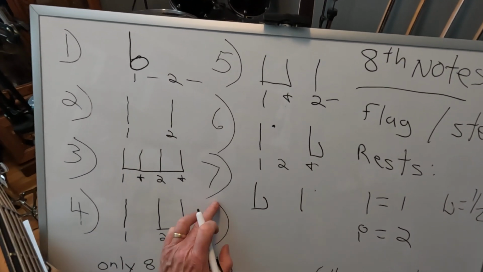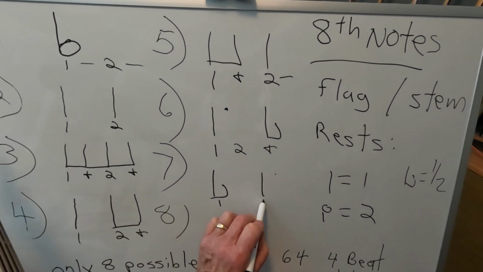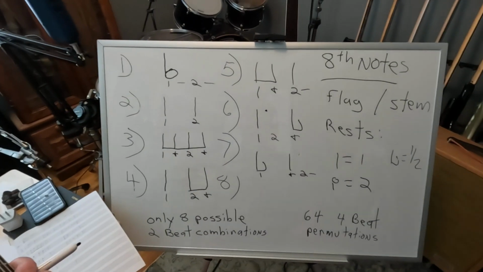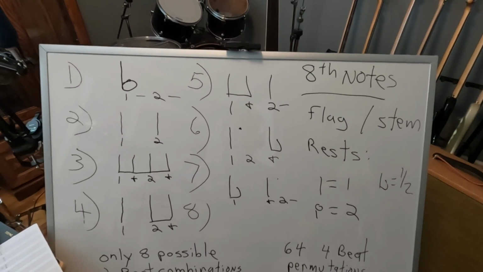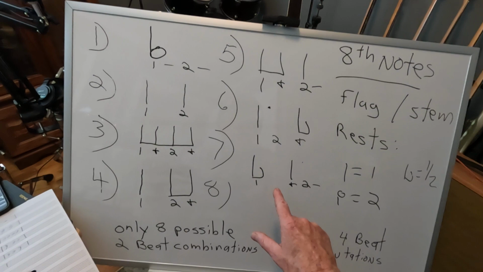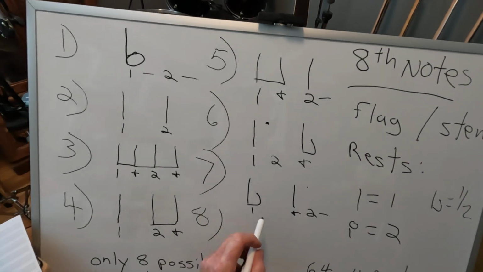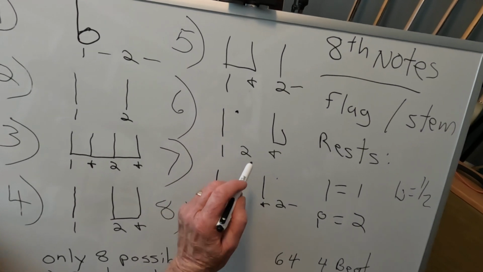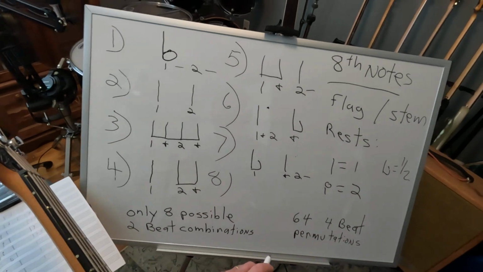Is 1 and, so that would be 1 and 1 and 1 and 1 and 1 and 1 and 1 and. So 1 and 2 and 3 8th notes in that. I guess you could call that a 1 and 2 if you wanted to. All absorbed in that one note.